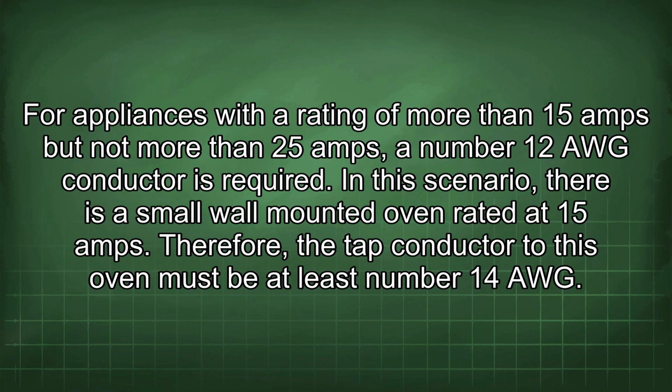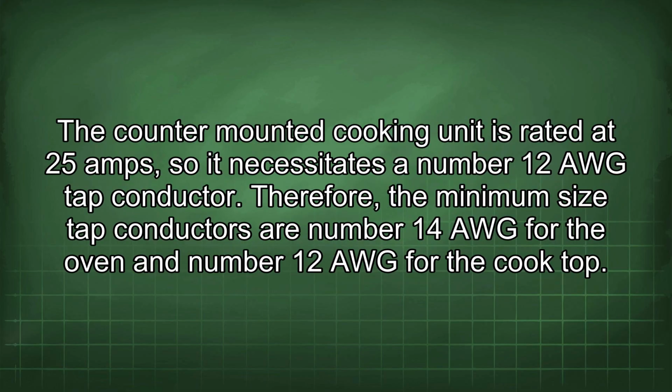Therefore, the tap conductor to this oven must be at least number 14 AWG. The counter-mounted cooking unit is rated at 25 amps, so it necessitates a number 12 AWG tap conductor. Therefore, the minimum size tap conductors are number 14 AWG for the oven and number 12 AWG for the cooktop.